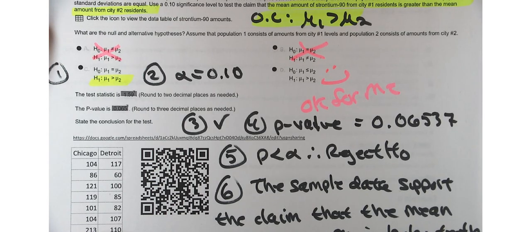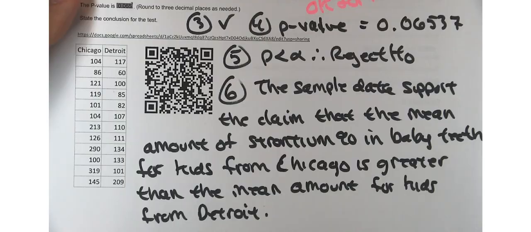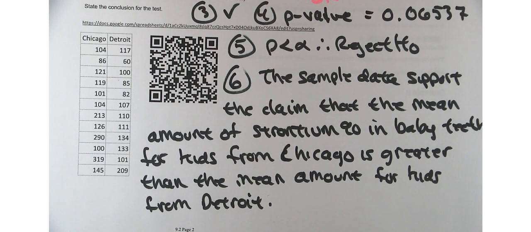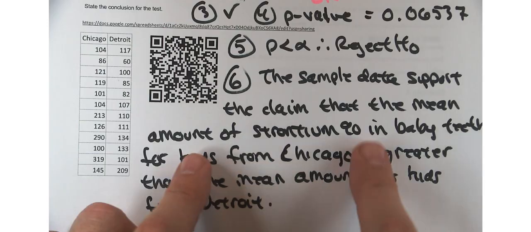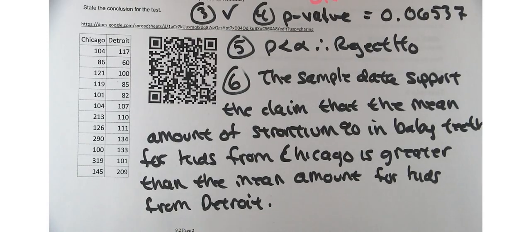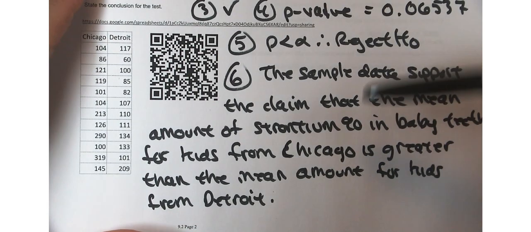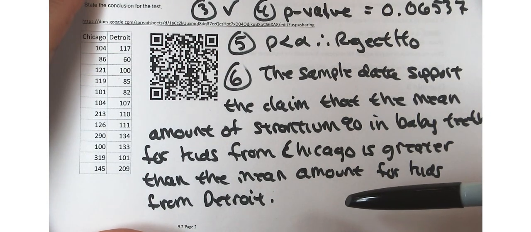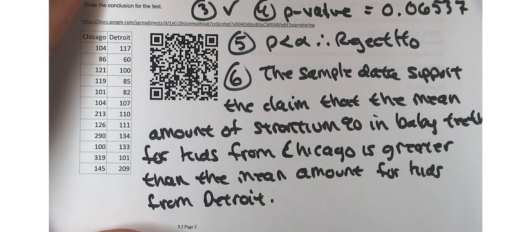Strontium. Strontium. Yeah, there you go. Cool. All right. Mine's pretty similar. The sample data support the claim that the mean amount of strontium-90 in baby teeth from kids from Chicago is greater than the mean amount for kids from Detroit. So, yeah, pretty similar. We're saying the same things. You don't have to use the word true in stating your conclusion for a hypothesis test. True is only something I need to see for confidence intervals.